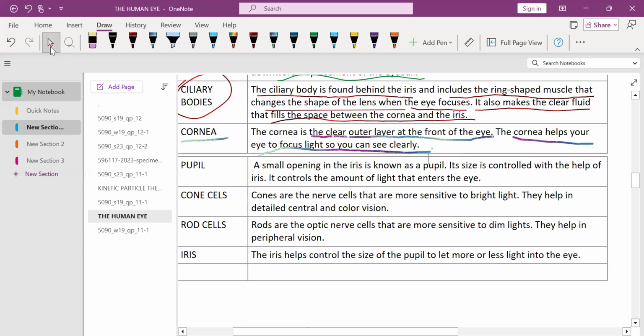Then we have the pupil. It is a small opening in the iris, which is known as the pupil. Its size is controlled with the help of the iris. It controls the amount of light that enters the eye. Further, in this chapter, we will be studying how the pupil controls the amount of light that enters our eye. Then we have cone cells.